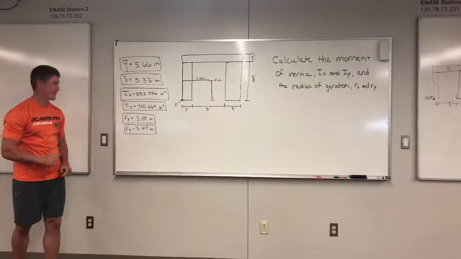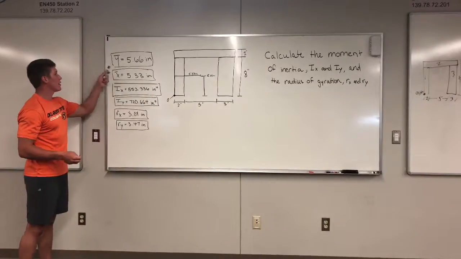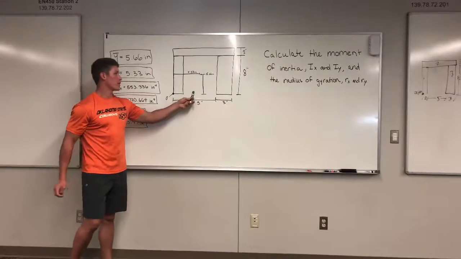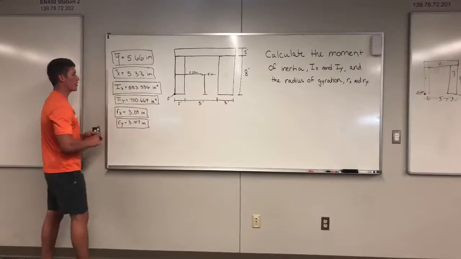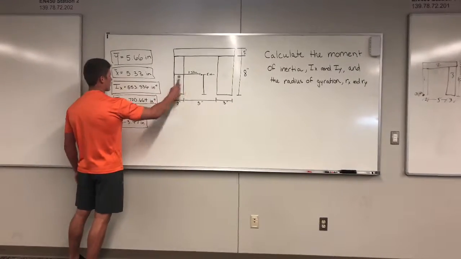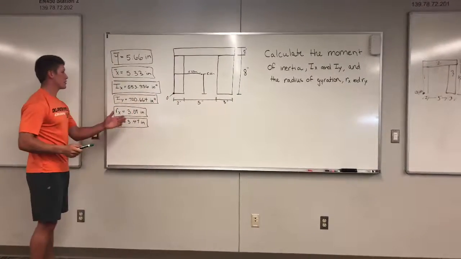Thanks, Garrett. All right, so here we have all of our answers in review. We've got y bar at 5.66 inches, which comes up past midway here. And we've got x bar 5.33 inches. We've got it marked here from left to right. So our centroid is going to be somewhere around here. Obviously, this isn't to scale.